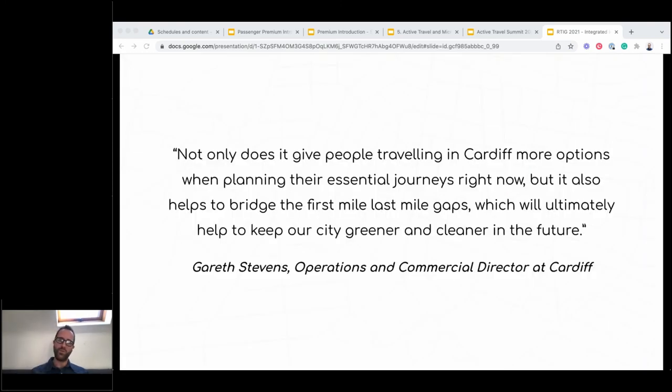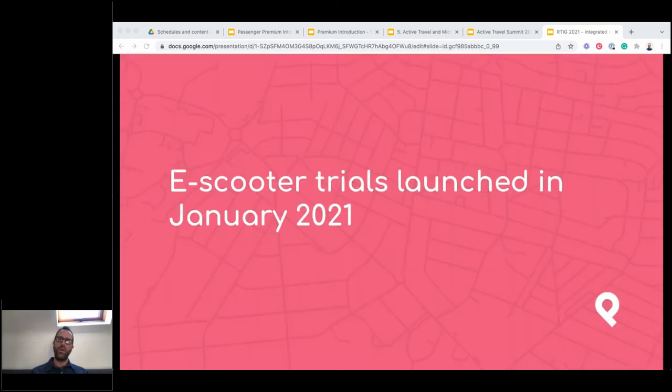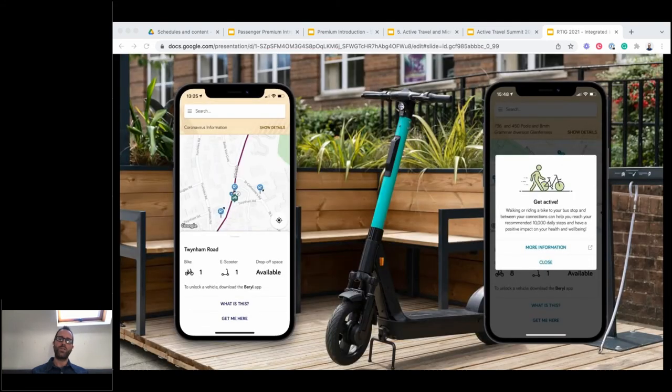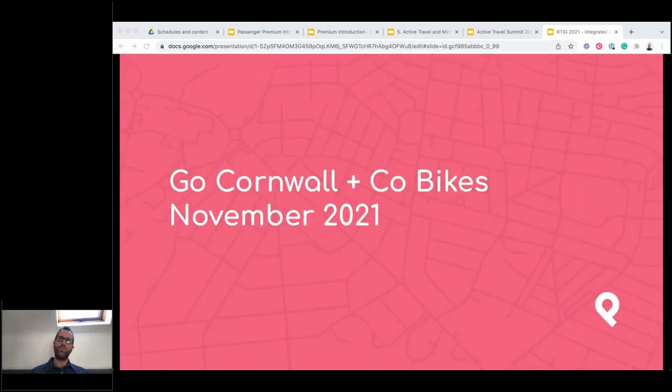And there was a great response there, because it was really something that the operator there was able to show in terms of a collaboration and we are helping, we are looking to work together to make these journeys possible for you. We upgraded the implementation in Bournemouth to include e-scooter trials and that were launched in January 21. And you can see there that the information is coming through the feed. So we did the same in Cornwall with Cobikes, which is also, I think, a white labeled Nextbike implementation.